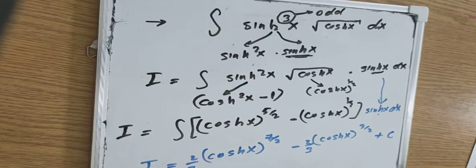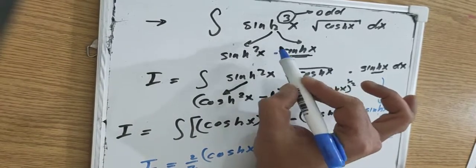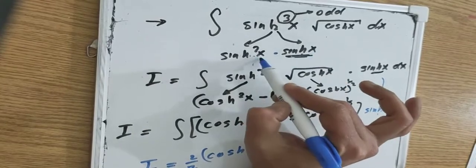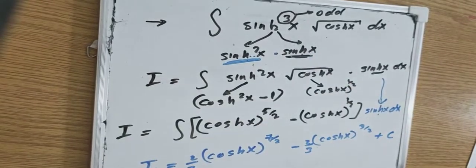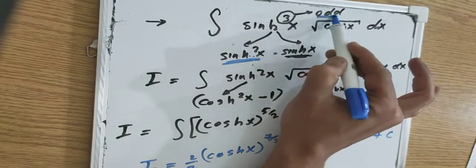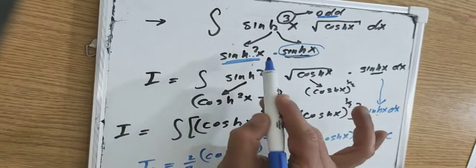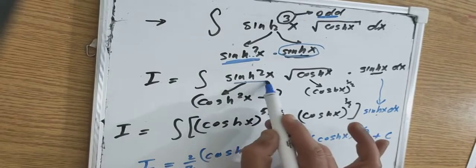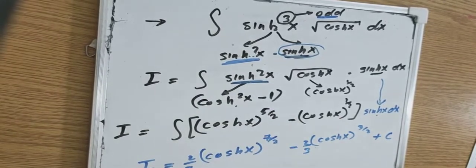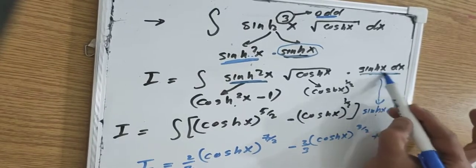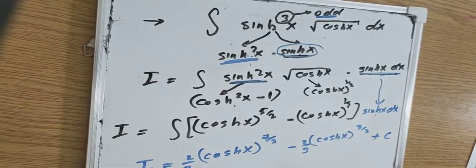Now, I think the idea is clear that if we have one of the functions, sine or cosine, with an odd power, we rewrite this one as one sine, and the rest will be an even power. And we can change this even power to the other function, sine to cosine, using the identity. And of course here we have the derivative of cosine, so we can use directly the power rule.